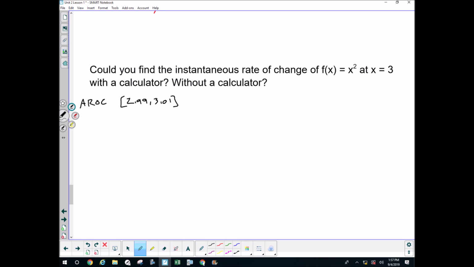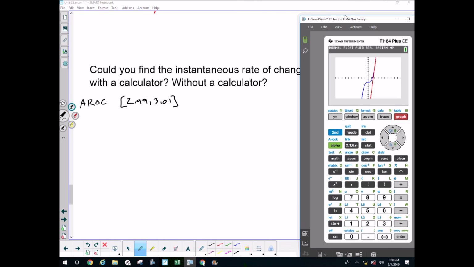Yes, use your calculator for this, and then we will not use our calculator for this. And we will get the same answer. But moving forward, we will not be able to use our calculator. So this process, not super important.